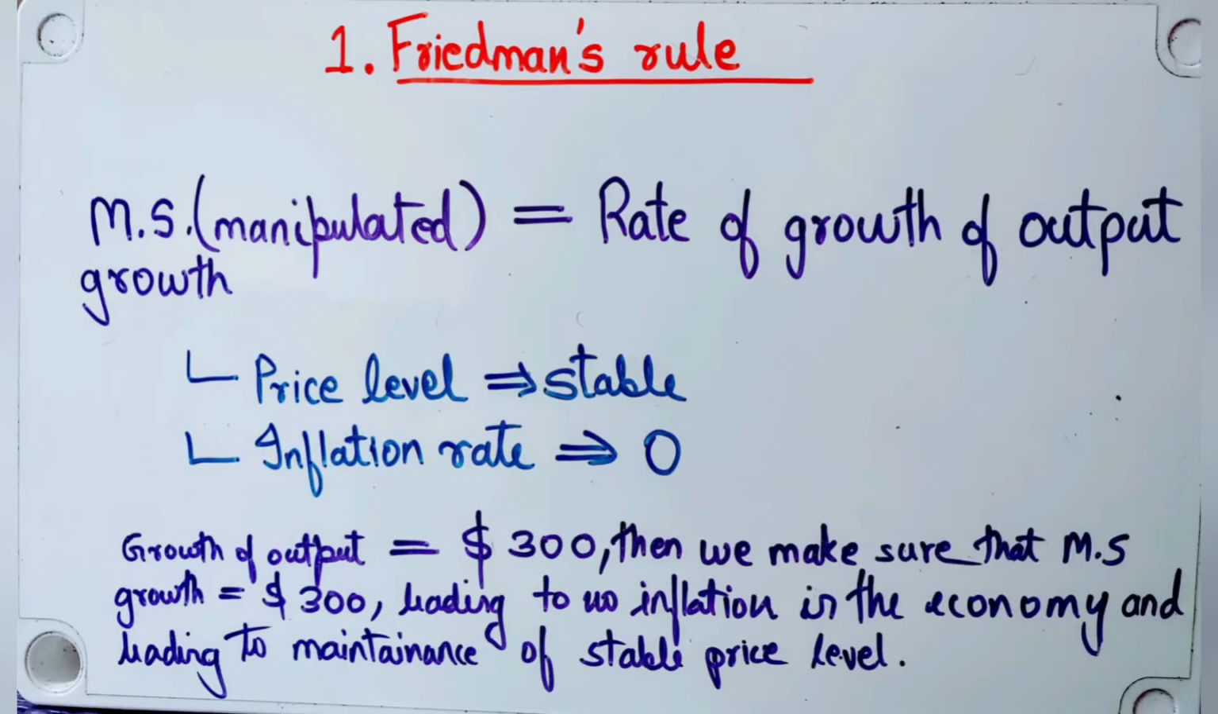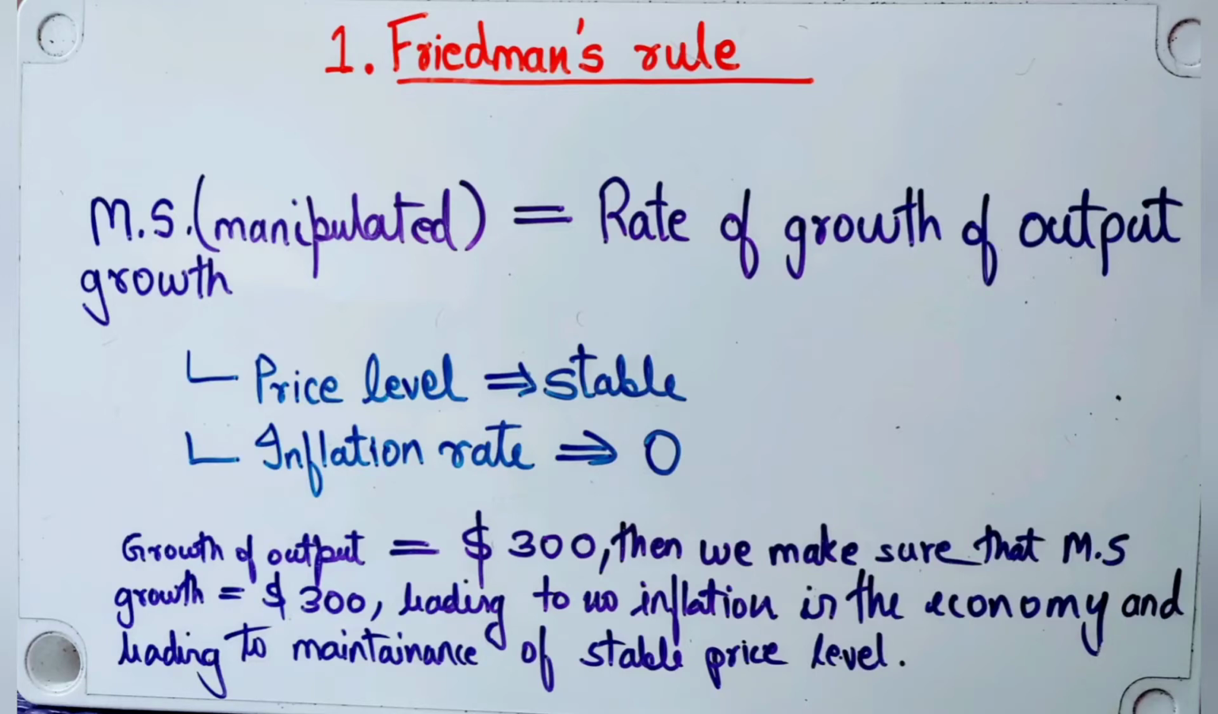This rule says that if money supply is manipulated in such a way that the money supply growth would be equal to the rate of growth of output, then the inflation rate would be zero and the price level of commodities would be stable.